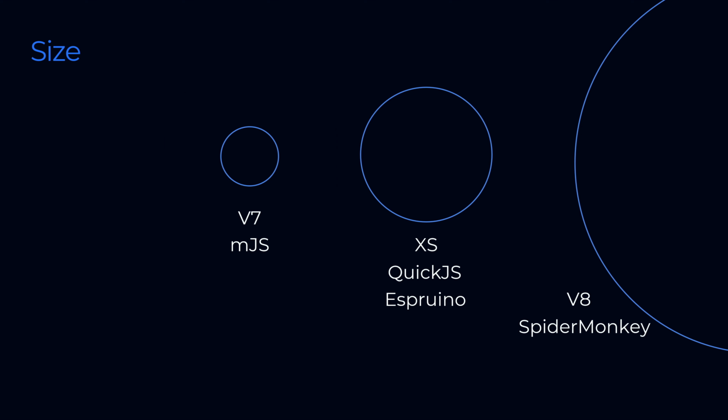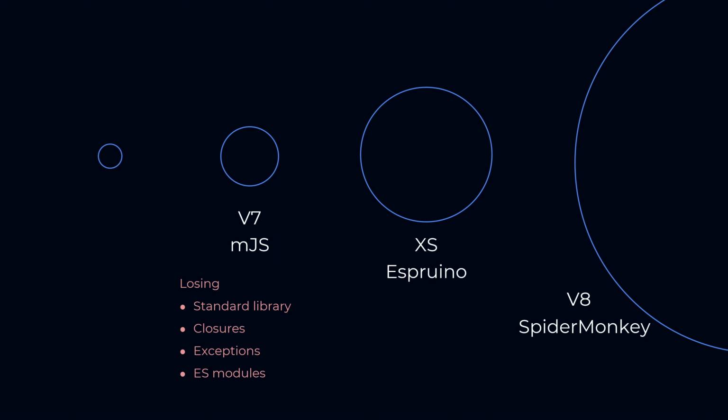At this size, you're now losing a lot of the JavaScript language. You lose a lot of the standard library and built-ins. You lose closures. You lose exceptions and try-catch. You lose proper ES module support, although MJS does have another module system, among other things. But you can go even smaller than this.